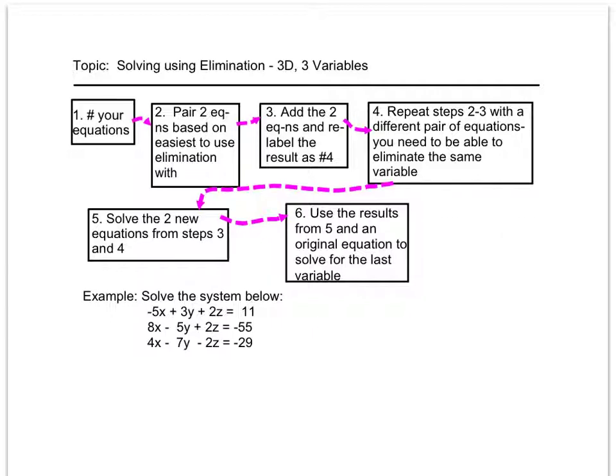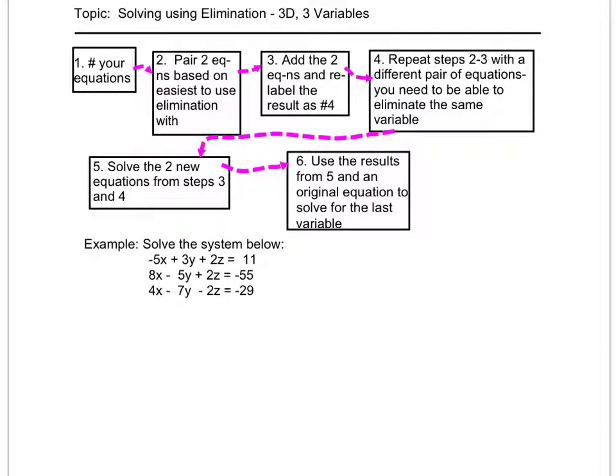Then I'll take my equations 4 and 5, and I will use methods that we've learned and reviewed with 2 dimensions to solve equations 4 and 5. And then I'll use the results that I get from equations 4 and 5 to go back to one of my original equations and solve for my 3rd variable. So let's look at how that works.